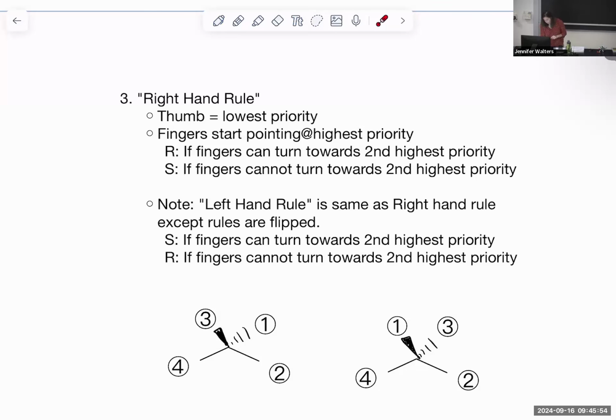Both of them are equal. But if you are doing your right-hand rule, the way that you're going to assign it is your thumb will be your lowest priority. Your fingers will start pointing at the highest priority. So your thumb is low, fingers high. Your palm is your central carbon atom. Then if your hand naturally curls to the second highest priority, that is R. If your right hand curls, that is R. If you have to break your right hand to get to priority 2, you are S. If your hand curls, then it is R.